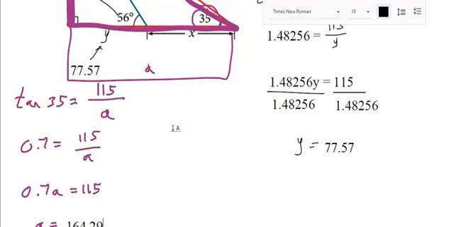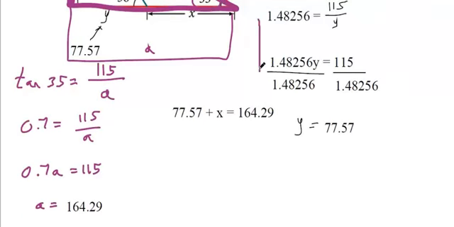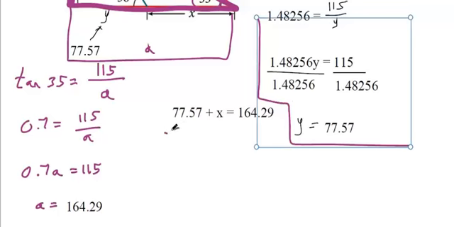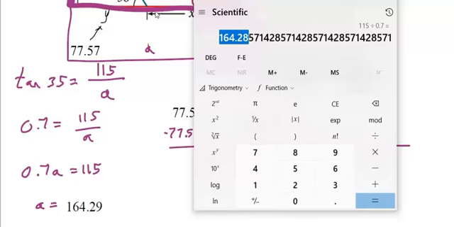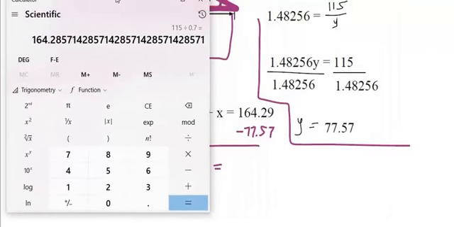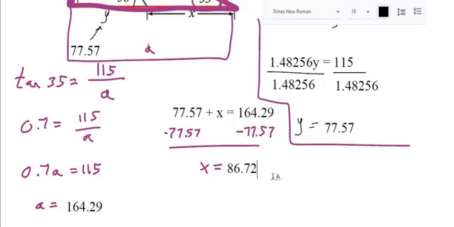That must mean that x, here look, if you take that little side length y plus that side length x, those add up to be the bigger side we just found of 164.29. And now we can get x by itself just by subtracting 77.57 from both sides. So x is whatever that result is. So roughly 86.72. There we go. We found x.